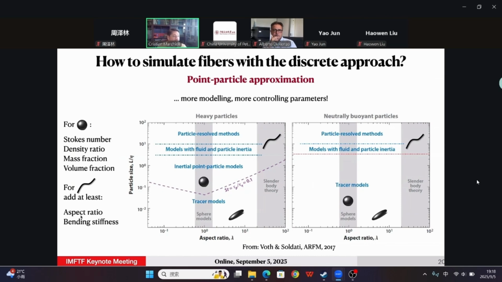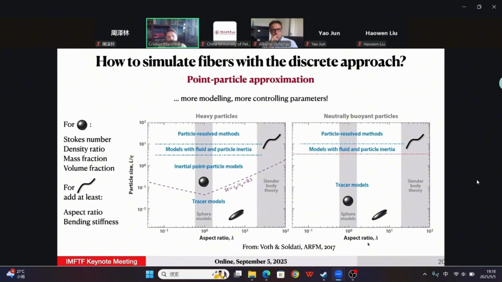For instance, the aspect ratio. This is somehow a parameterization of the shape effect, and also the bending stiffness, or if you want to use another term, the rigidity. This particle can deform, so they can undergo different deformations based on the material properties of these particles. Some may be more compliant with the turbulence, some others can be less compliant, so more rigid.